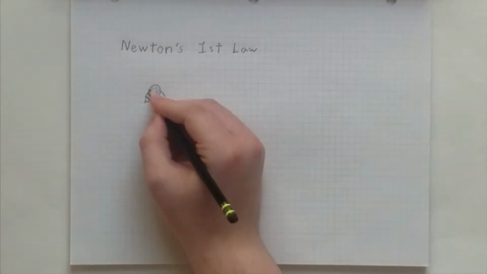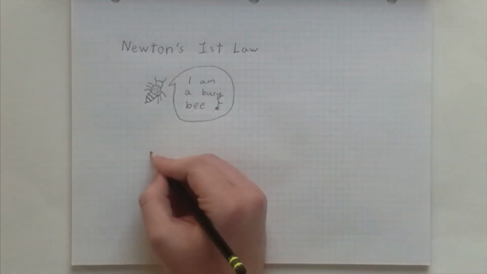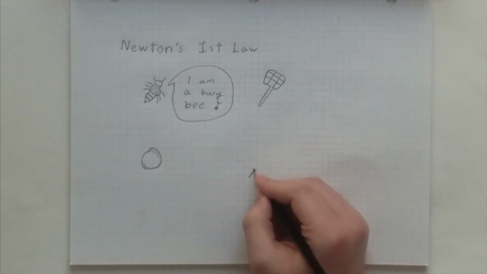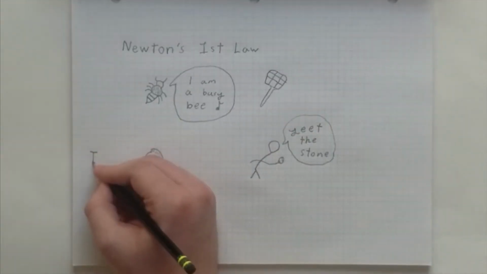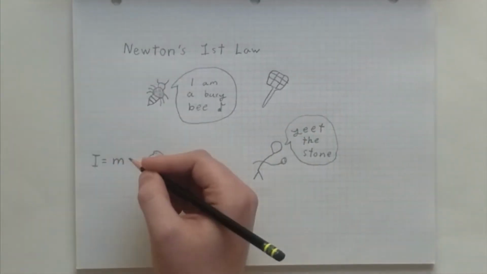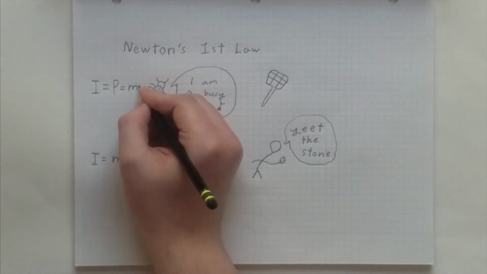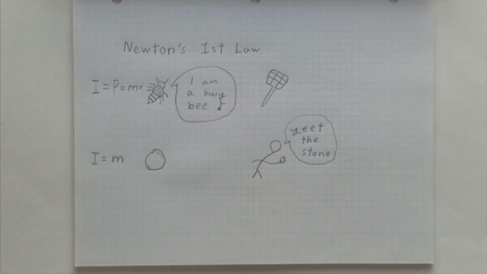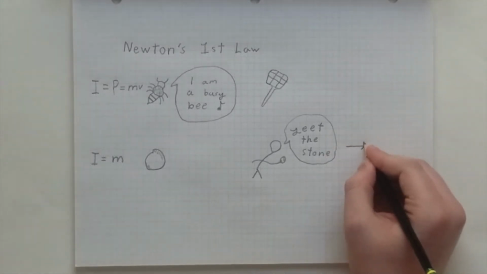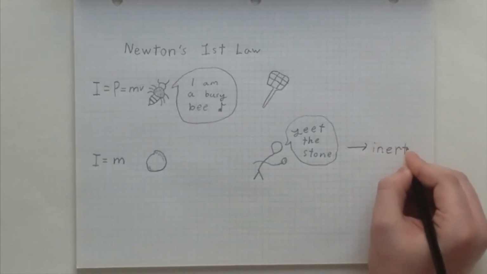An object in motion tends to stay in motion. An object at rest tends to stay at rest, unless acted upon by an unbalanced force. This is talking about a deep concept in physics: inertia. Inertia is a measure of how hard it is to change something's speed. Anything stationary, its inertia is equal to its mass, or I equals m. And anything in motion, its inertia is equal to its momentum, or I equals p.